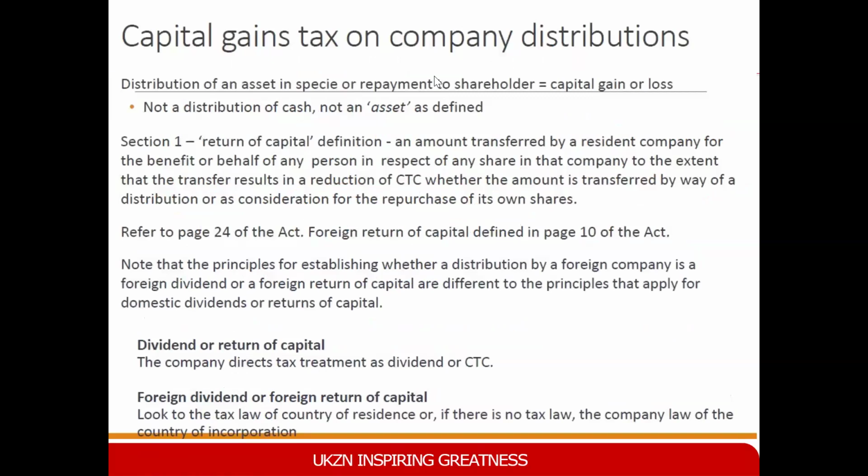Capital gains implications: yes, there can be capital gains implications on the distribution of an asset in specie, that's what we're talking about, or on the repayment of shareholders' capital, giving a capital gain or loss. So it's not a distribution of cash, but of an asset, as defined. So section 1, let's just read this. A return of capital is defined as an amount transferred by a resident company for the benefit of, or on behalf of, any person in respect of any share in that company, to the extent that the transfer results in a reduction of CTC. CTC is contributed tax capital. It's how much you contributed when you bought the share.